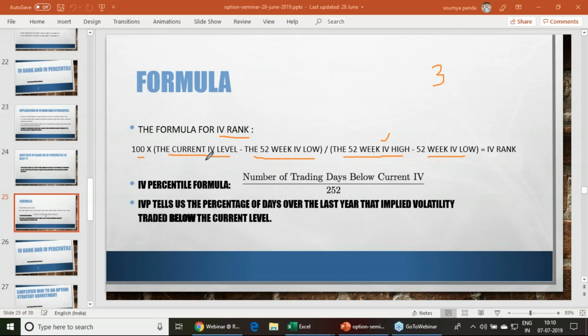Now the second part, the IV percentile. This says number of days below the current IV divided by 252. Here too it says the same 252 trading days. But my option itself doesn't have a life of 252 days. Though long-term options are being introduced in the indexes, there is illiquidity. So I am not able to find it out.